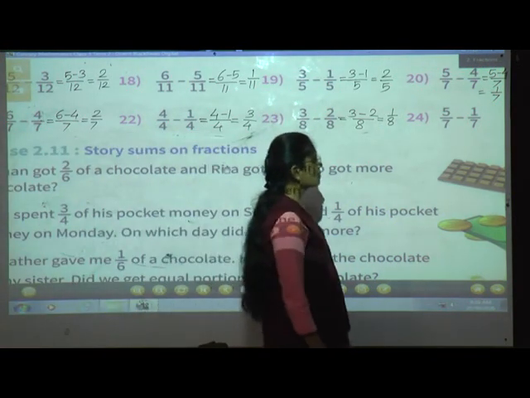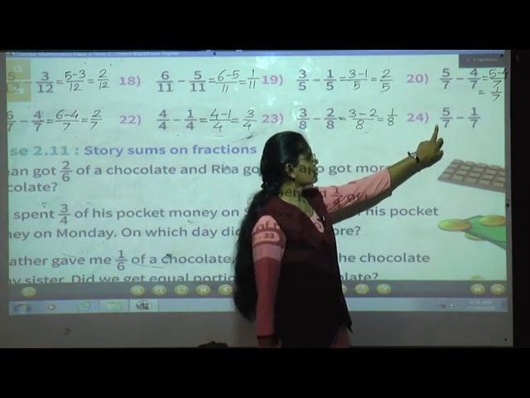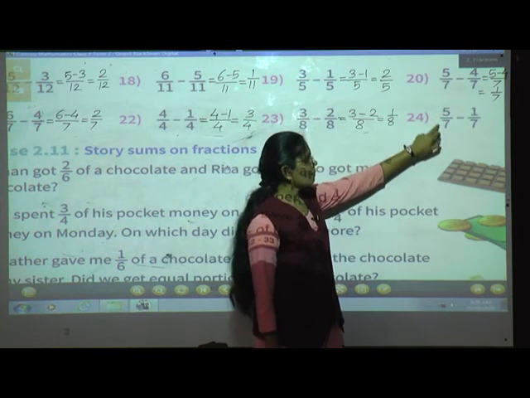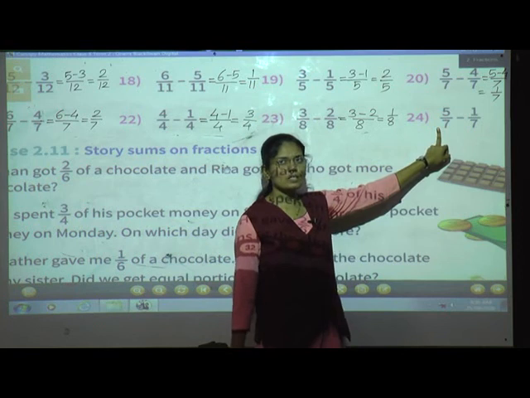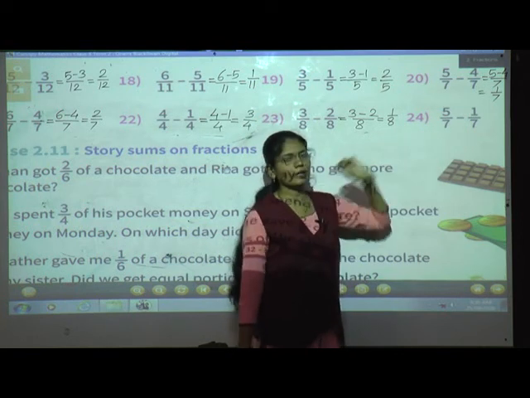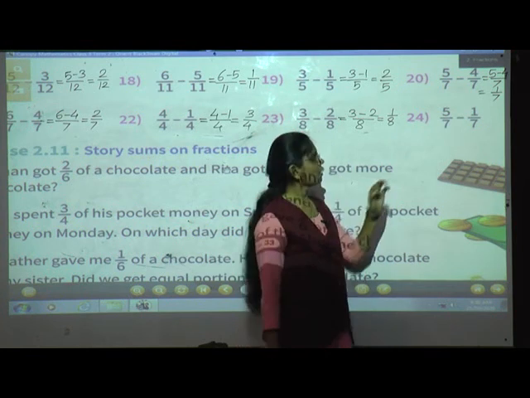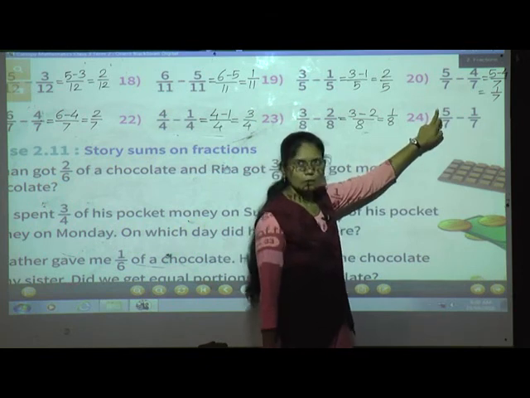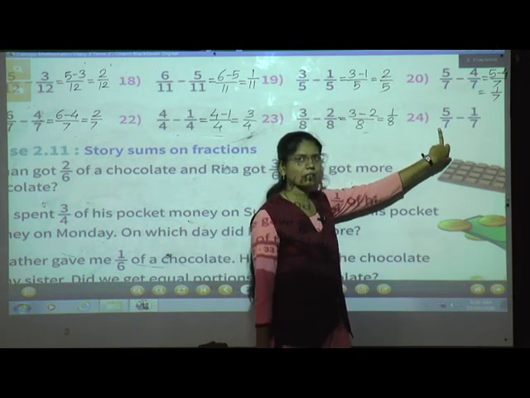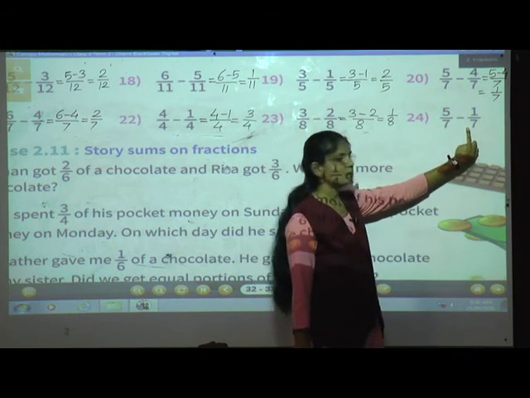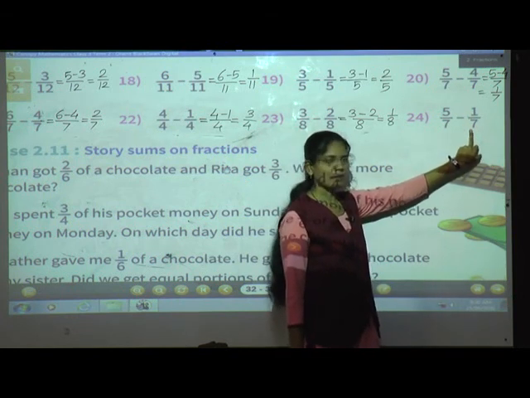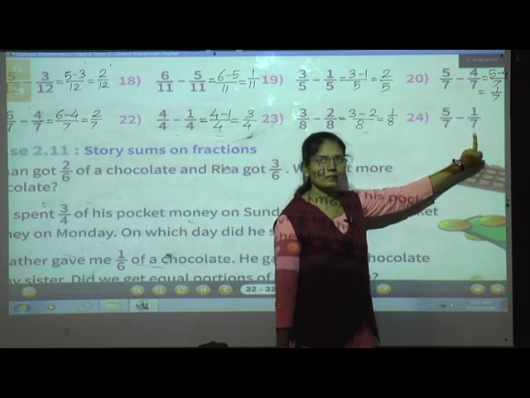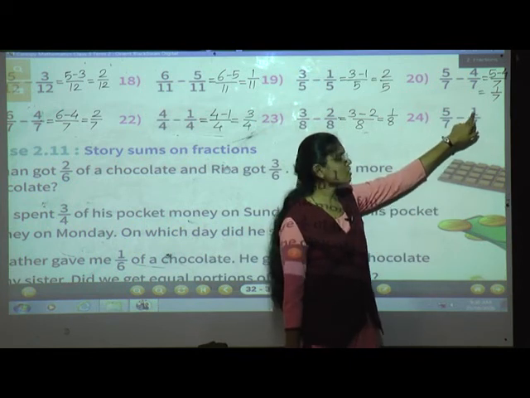Now students, in this fraction, tell me, see the first fraction, 24th number, last example. In this last example, 5 by 7, in this fraction, what is the numerator? Yes, what is the numerator? 5 is the numerator. And what is the denominator? 7 is the denominator. Now see the second fraction from the same example, 1 by 7. Okay, now in this fraction 1 by 7, what is the numerator? 1. Numerator means upper part.